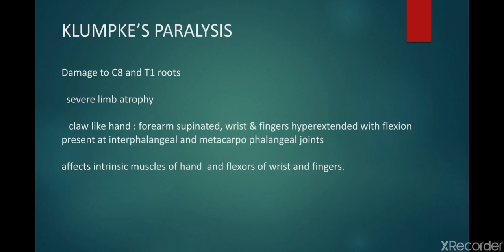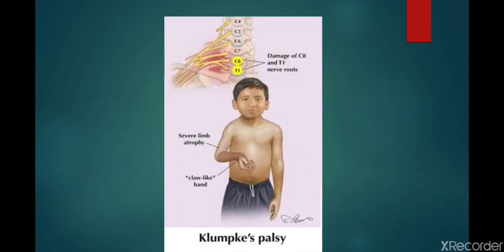So you'll have a claw-like hand deformity, and all the intrinsic muscles of the hand and flexors of the wrist and fingers are being affected in KLUMPKE'S paralysis. So this is the picture that you see. The child is going to have severe limb atrophy, and the person has a claw-like hand.